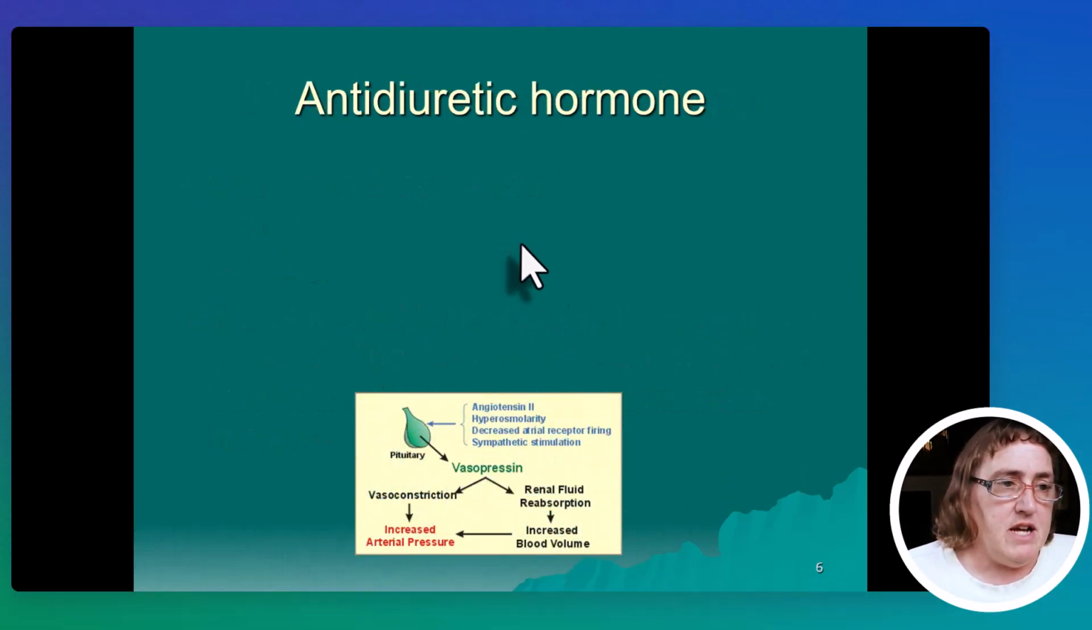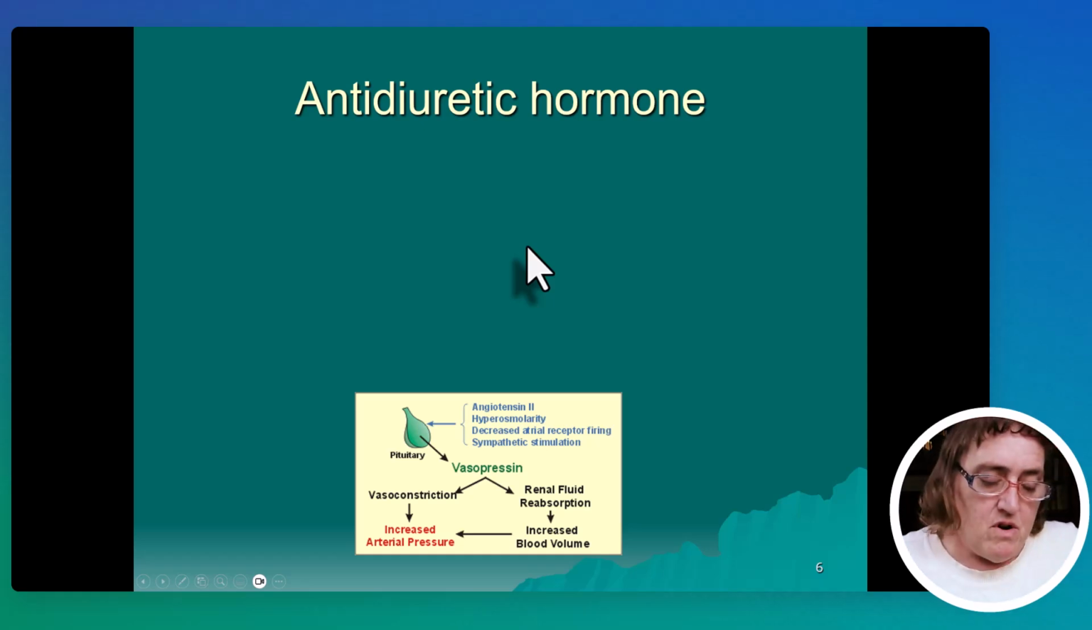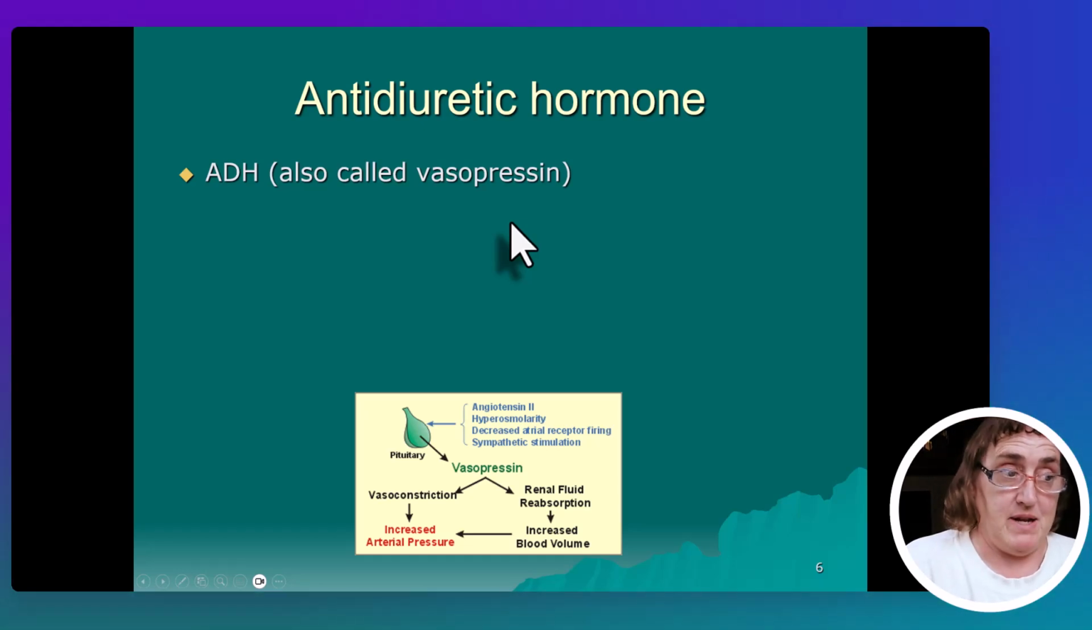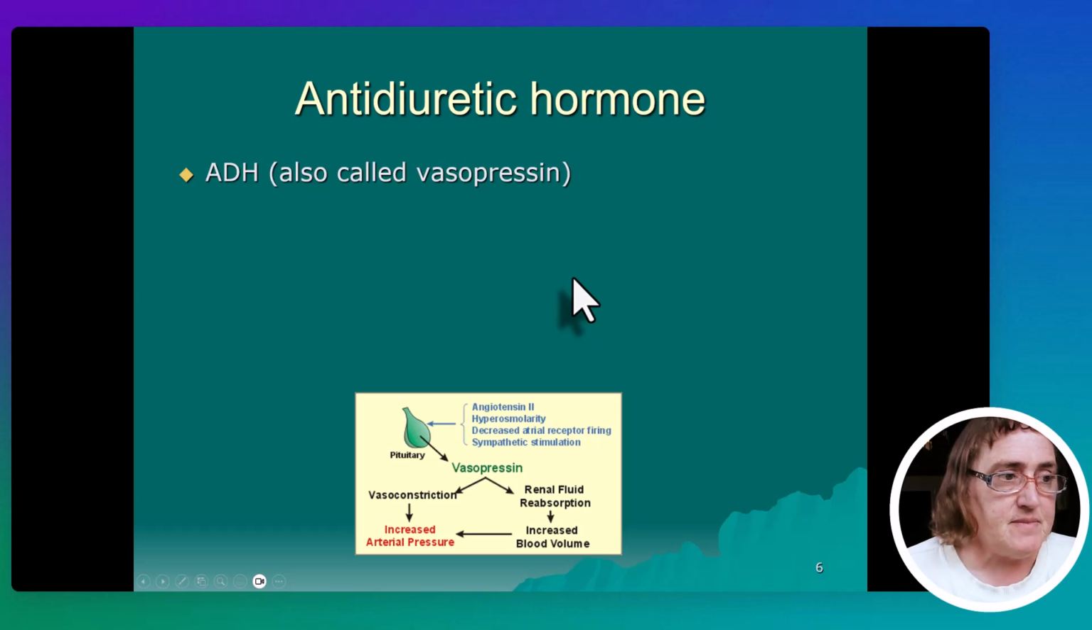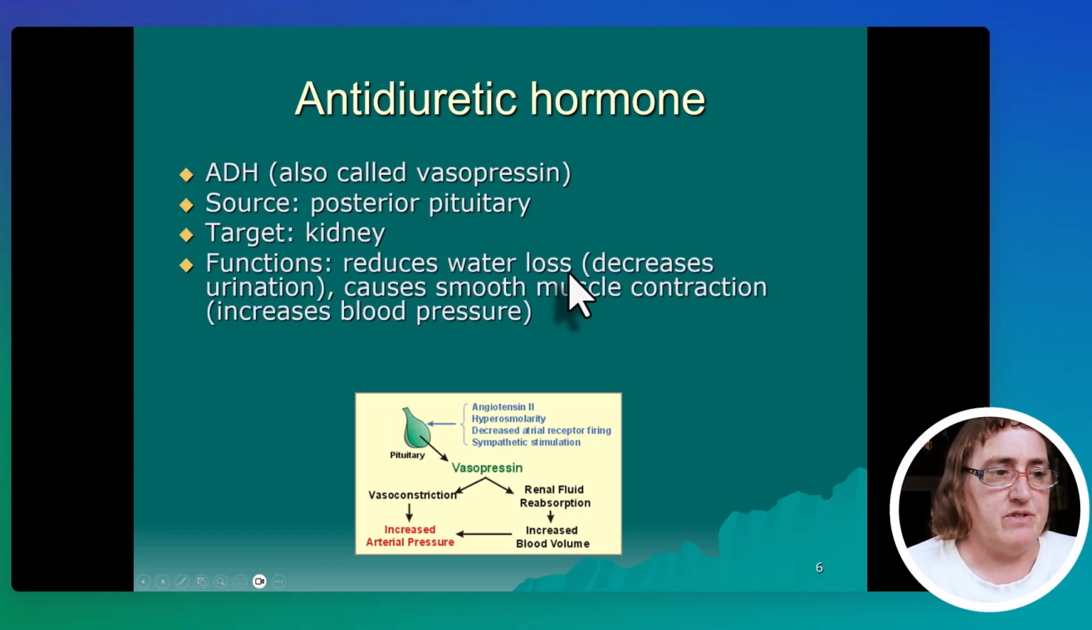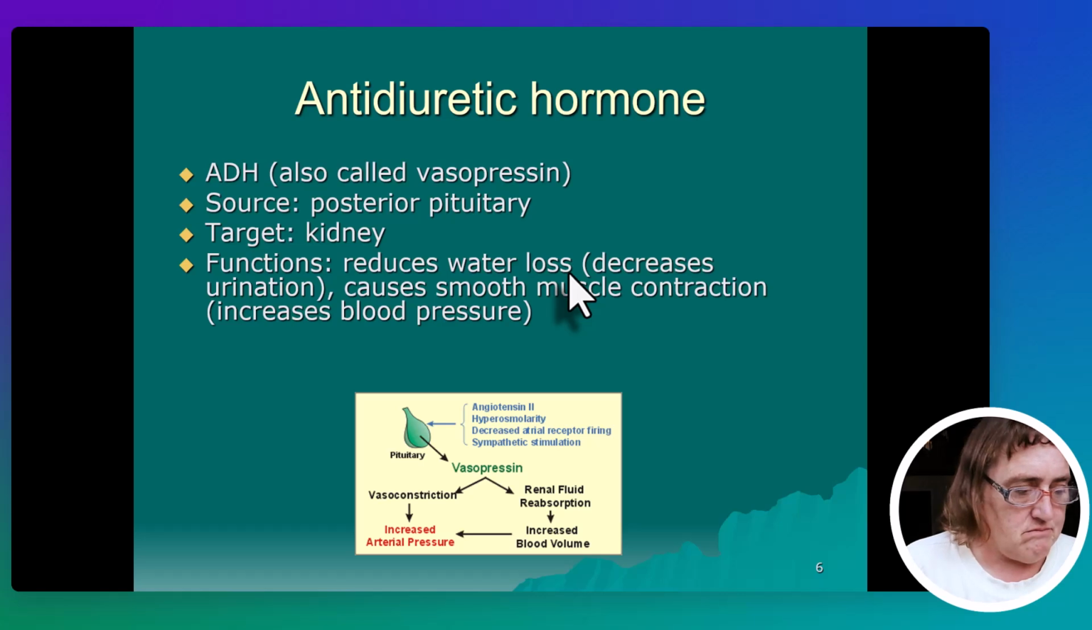Okay, so ADH is also known as anti-diuretic hormone. A diuretic is something that makes you pee, so an anti-diuretic makes you not pee. ADH is sometimes also referred to as vasopressin. It comes out of the posterior pituitary, it targets the kidney, and it tells the kidney to save water. So again, the source, the place it is released from, is the posterior pituitary, that's the gland. It targets the kidney, and its change in function is to reduce water loss.